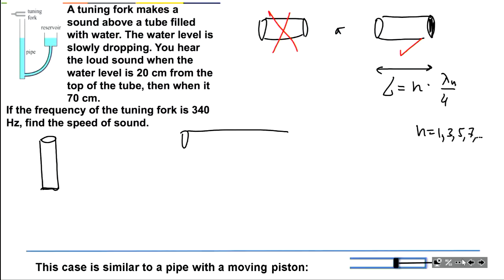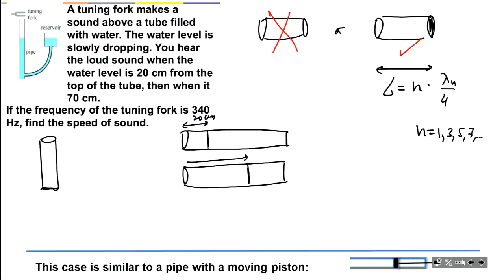First time, we can hear a loud sound when the water level is 20 centimeters. I make it horizontal. It's easier for me to draw 20 centimeters. So at first time, the water level is here. And second time, we hear the loud sound when the water level is 70 centimeters away from the top. Now we know it has to be antinode, node, antinode, another node, which means we have two nodes, which is a half of a wavelength.